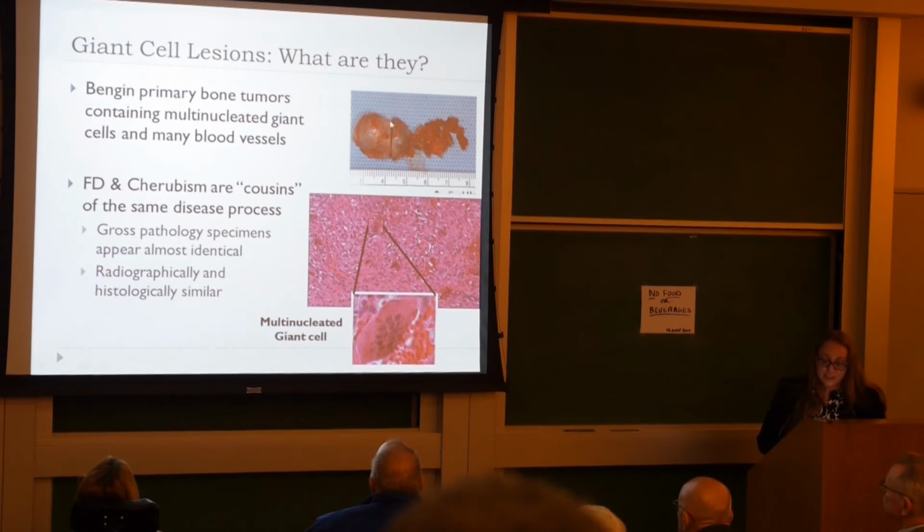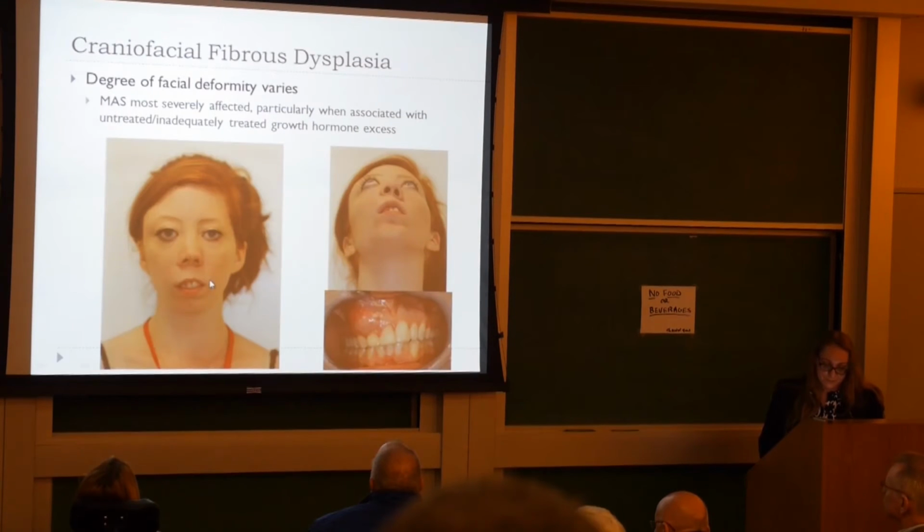But just pathologically speaking, if somebody showed this to me, I wouldn't be able to tell if this was a giant cell tumor, if this was something from somebody who had cherubism, if this was something from fibrous dysplasia, because they all look so much alike. And also on x-rays and in histology, meaning these microscope slides, they also look similar.